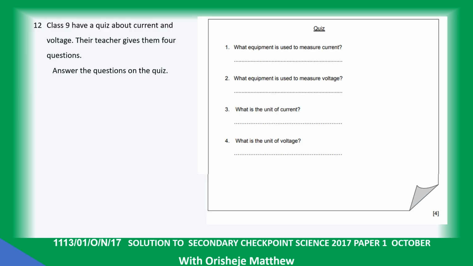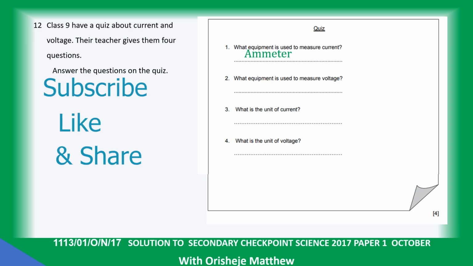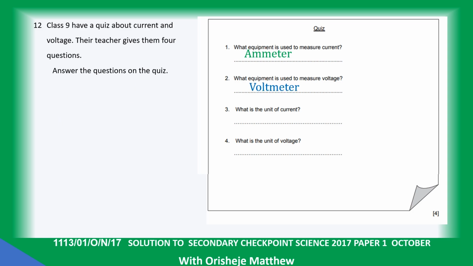Question 12. Class 9 have a quiz about current and voltage. Their instructor gives them 4 questions. Answer the questions on the quiz. What equipment is used to measure current? Ammeter. What equipment is used to measure voltage? Voltmeter. What is the unit of current? Amperes. What is the unit of voltage? Volts.